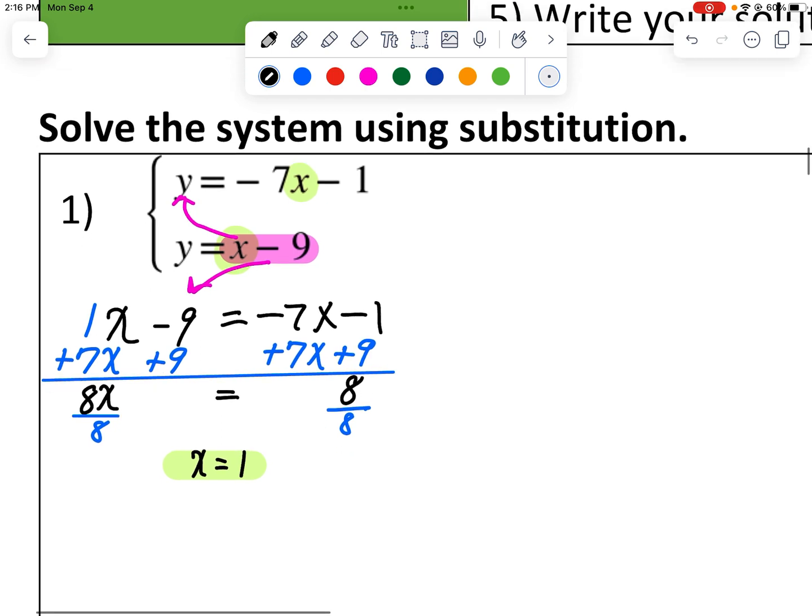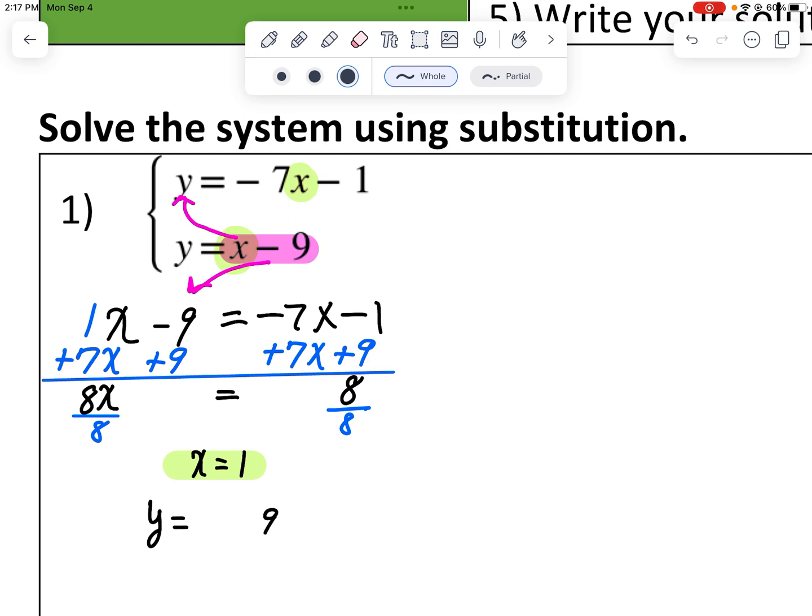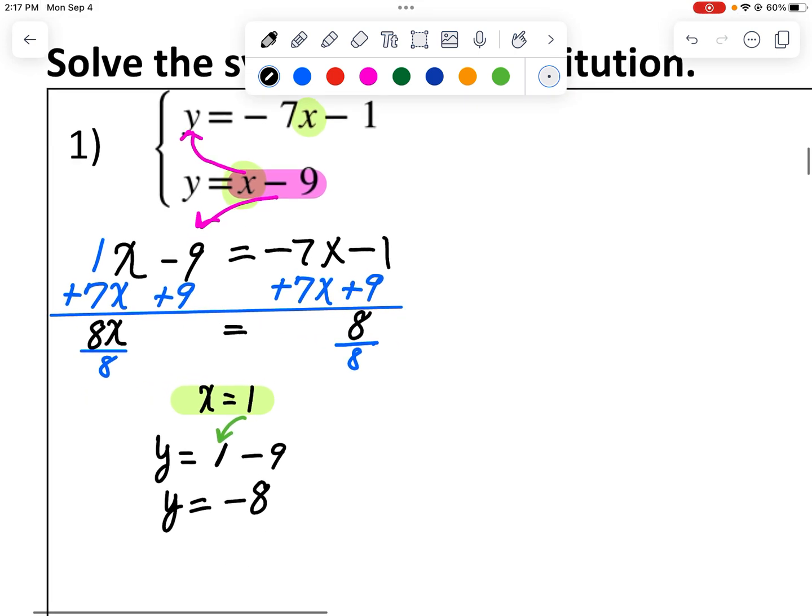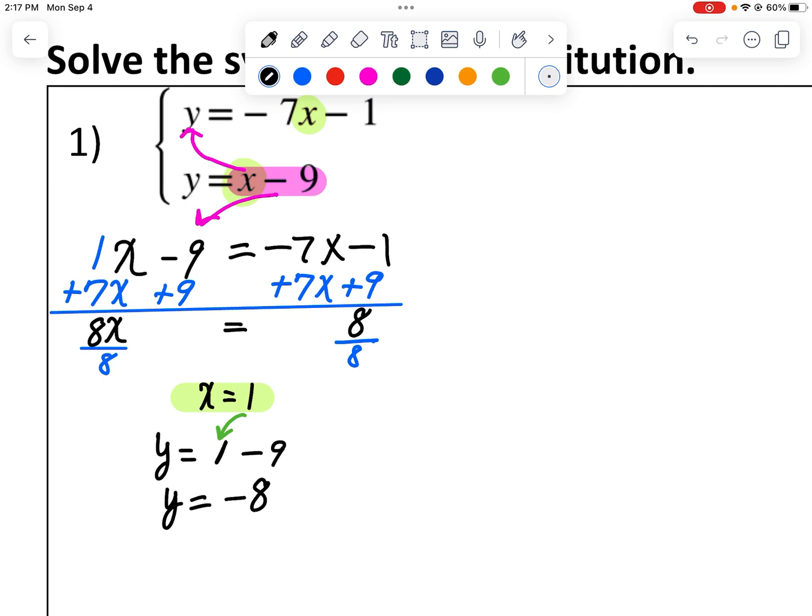So the second equation is y equals x minus 9. But I'm going to erase x, and I am going to replace x with what x equals. And x equals 1. So I'm going to replace x with the number 1. So I'm going to put the number 1 right here, and I have y equals -8. So I have a value for x and I have a value for y. What we have done is we have solved an ordered pair. Ordered pairs are always in the order of x, y.